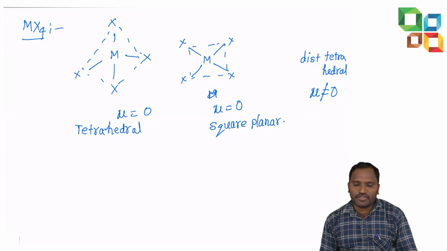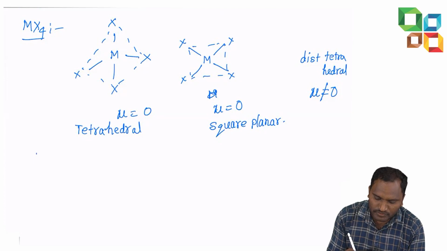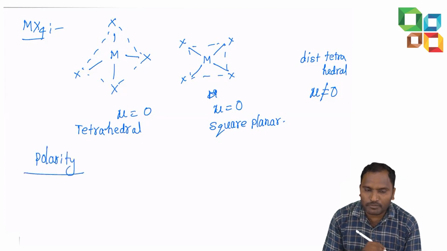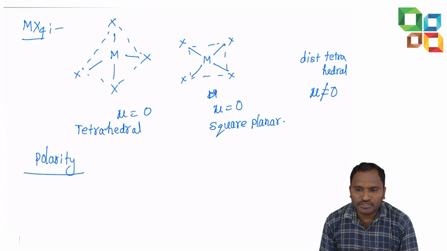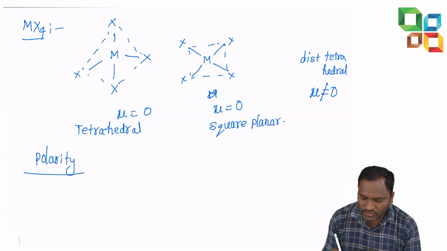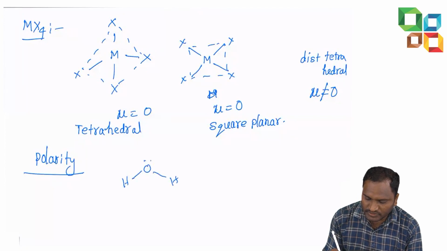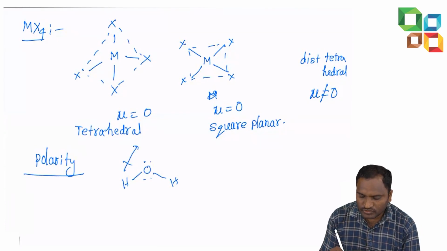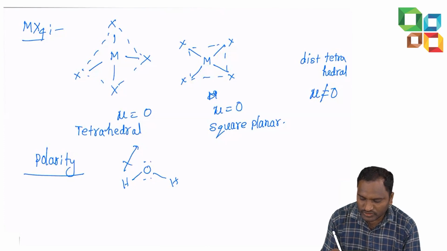You can decide the polarity of a solvent also. Polarity of a solvent means, if a particular solvent's dipole moment is not equal to 0, it is a polar solvent. Example, H2O if you take, its shape is like this. Polarity will be towards the more electronegative oxygen side only. So one side positive charge, one side negative charge. Here dipole moment is not equal to 0. So it is a polar solvent.